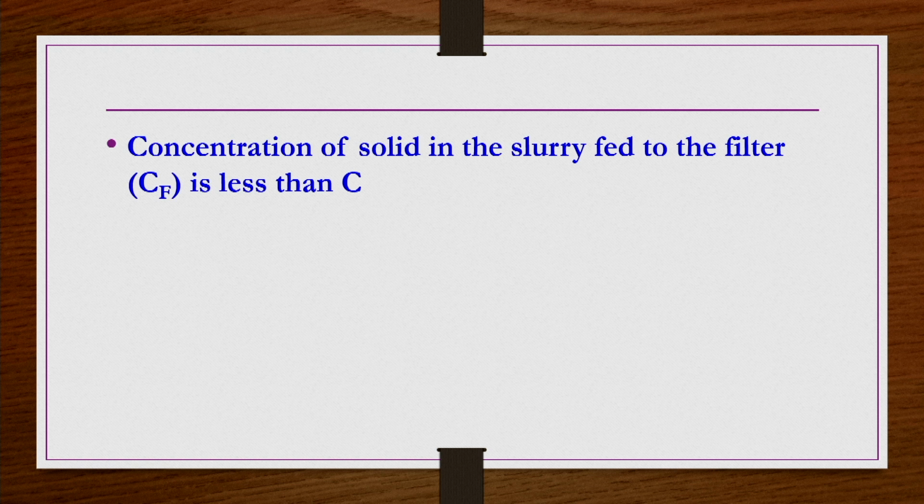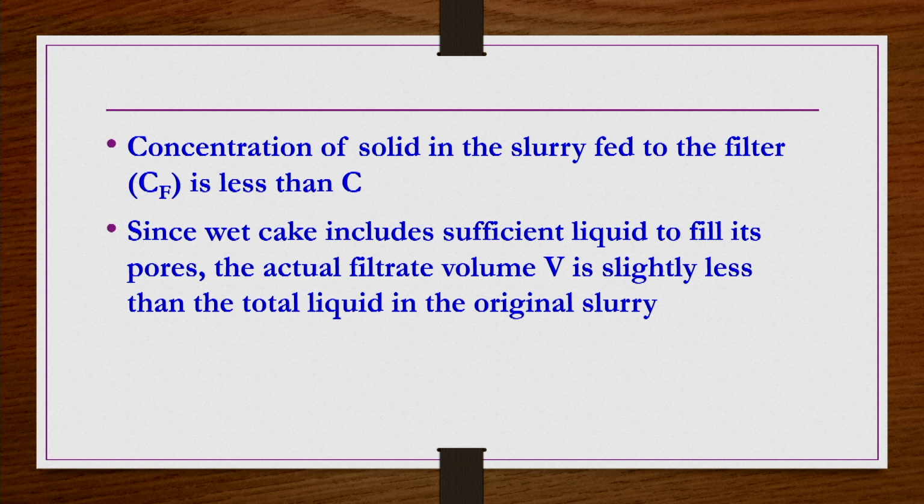Let us assume the concentration of solid in the slurry fed to the filter is Cf, and that is less than C. Because the wet cake includes sufficient liquid to fill its pores, the actual filtrate volume V is slightly less than the total liquid in the original slurry, because the entire liquid is not coming out as filtrate. Some amount of liquid is retained in the interstitial space between the particles within the cake, and that space is occupied by some amount of the liquid. That is the reason the actual filtrate volume V is less than the total liquid present in the original slurry.